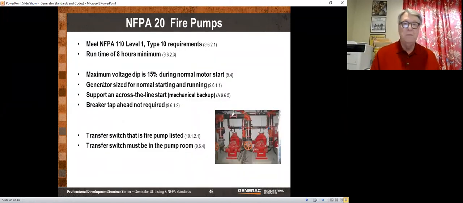Finally, your fire pumps. Your fire pumps, we went over in NEC. Even though they're not really an emergency generator, they may not be an officially designated life safety, they still have to meet all the life safety requirements. So you have to have a level 1 type 10 generator. They must run for at least 8 hours. Maximum voltage dip is 15% during a normal start. And they must support an across the line start as a backup in case the normal start method fails.